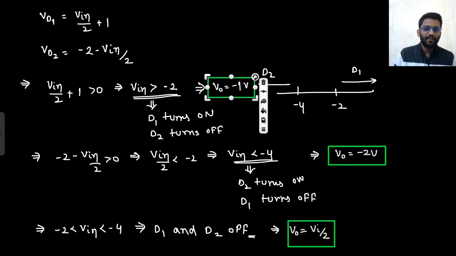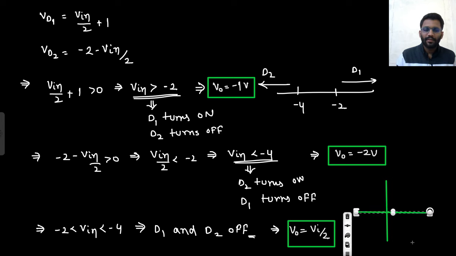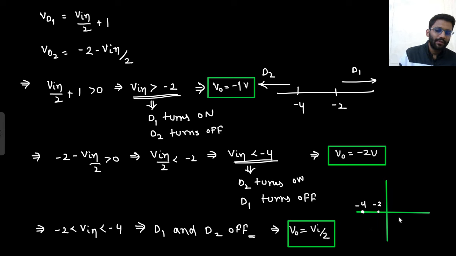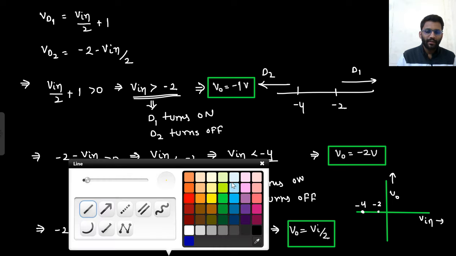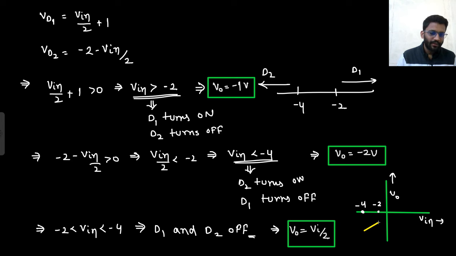You want your output to be clipped. So what is happening? What are our two breakpoints? Minus 2 and minus 4. This is minus 4 and this is minus 2. This is Vin and this is V naught. So between minus 2 and minus 4, V naught is equal to Vin by 2. After that, when Vin is greater than minus 2, V naught is minus 1. Wait a minute. Yeah, when Vin is greater than minus 2, it will be minus 1 only. And for less than that, it will be minus 2 only. So this will be my waveform.